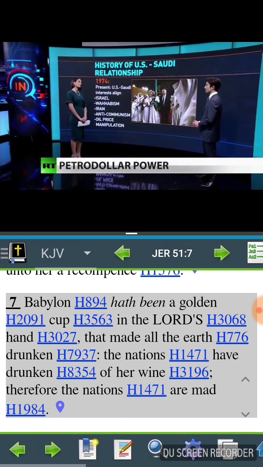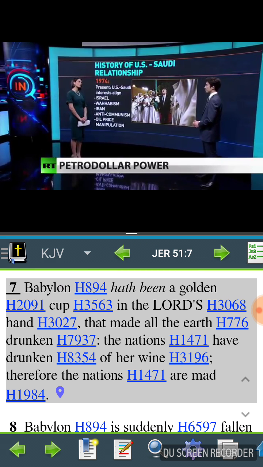All right? Now, this is Jeremiah chapter 51, verse 7. It says, Babylon has been a golden cup in the Lord's hand that made all the earth drunken. Okay? And we've already been, since Habakkuk the 2nd chapter, Revelations the 17th chapter, now Jeremiah the 51 chapter is letting you know that Babylon is making all these nations drunk off that democracy. Okay? The American way, the Western way, this is how your government should be run.